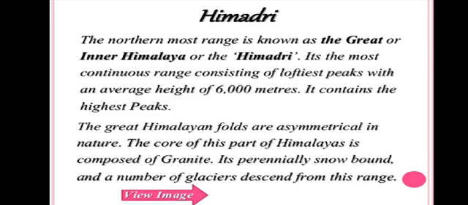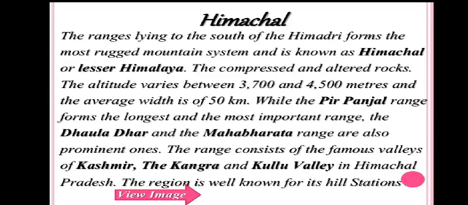Second one is your Himachal. If you talk about Himachal, it is also called Lesser Himalayas. What is the average height? 3,700 meters to 4,500 meters. Some famous ranges are there: Pir Panjal Range, Dhauladhar and the Mahabharat Range. Famous valleys are also there: Kullu, Kangra and Kashmir. They are known for their hill stations. And what is the average width? It is 50 kilometer. 50 kilometer is the average width.